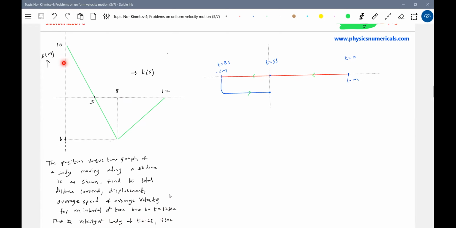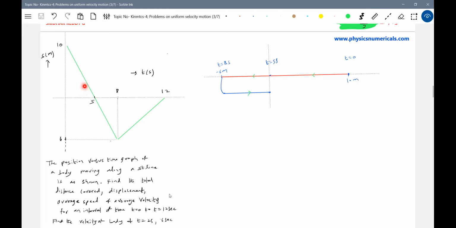Okay, this is a position versus time graph. Initially the object is at s equal 10 meter, I just indicated here. This is the initial position. Then look at the slope: the slope is negative. Slope negative means velocity should be towards left.